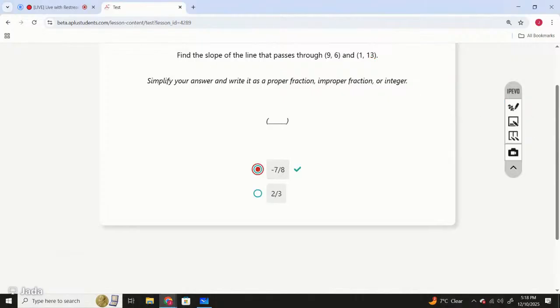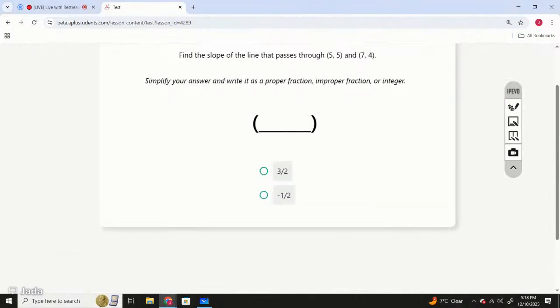So that is negative 7 by 8. Option number 1 is the correct option. Find the slope of the line that passes through the points (5, 5) and (7, 4). So we are given the points, we need to find the slope.